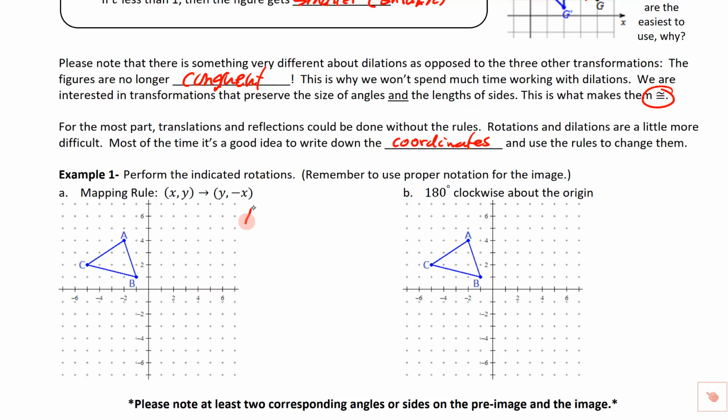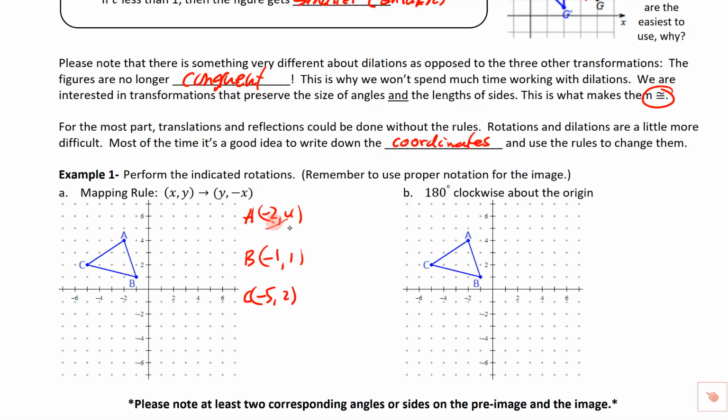So here's what I'm going to do, and you've seen me do this before. I'm going to list what A, B, and C are. So A is -2, 4. B is -1, 1. And C is -5, 2. Now the rule says what we need to do is switch these and multiply the x by a negative. So here's what I'm going to do on this.